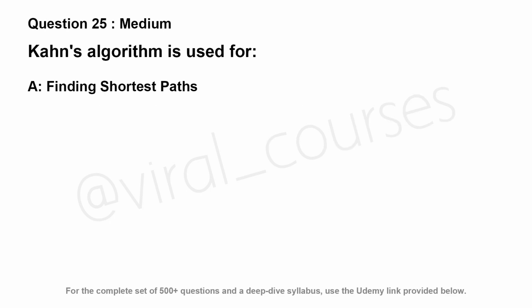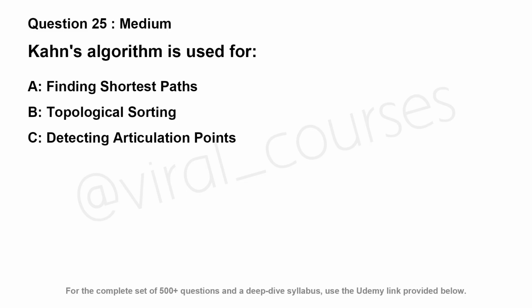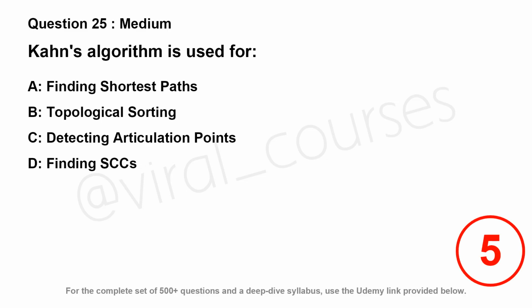Kahn's algorithm is used for: Option A, finding shortest paths. Option B, topological sorting. Option C, detecting articulation points. Option D, finding SCCs.